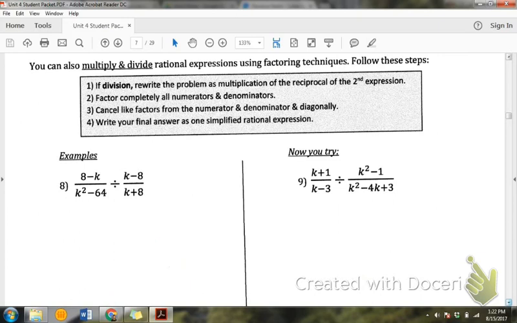So here's the thing. If you look at steps 2, 3, and 4, it's exactly the same as what we have been doing. The only difference is it says if it's division, rewrite the problem as multiplication of the reciprocal of the second expression. I was actually going to do that before. Hang on. So what this means is this.